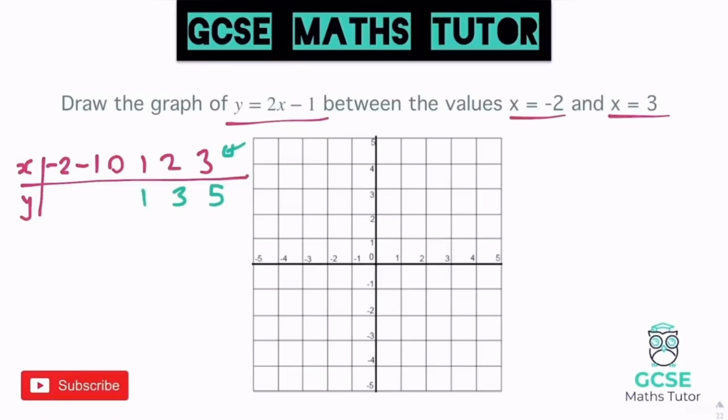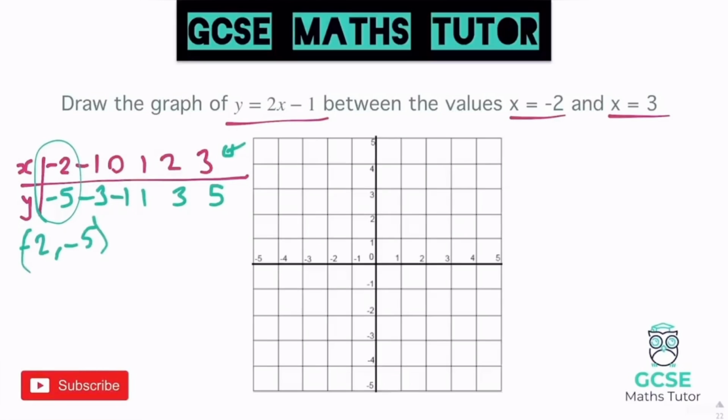Now you might start to see there's a bit of a pattern here. Look, 5, 3, 1, those are all going down in 2s. So I can just follow the pattern here. 1 take away 2 is minus 1, and take away 2 again is minus 3, take away 2 again is minus 5. And we've got our coordinates here. Just looking at this one, that coordinate is minus 2, minus 5 as a coordinate.